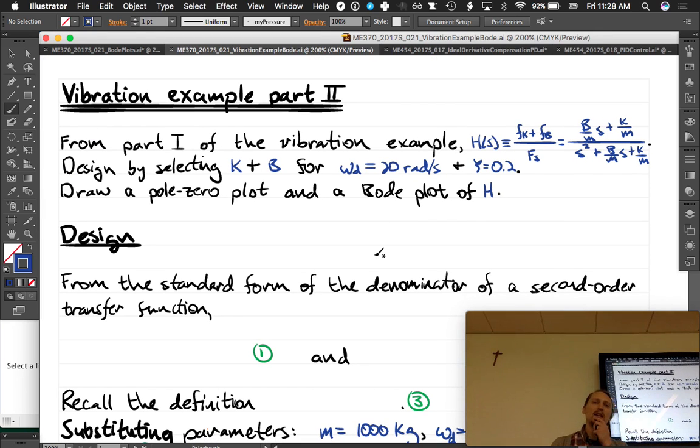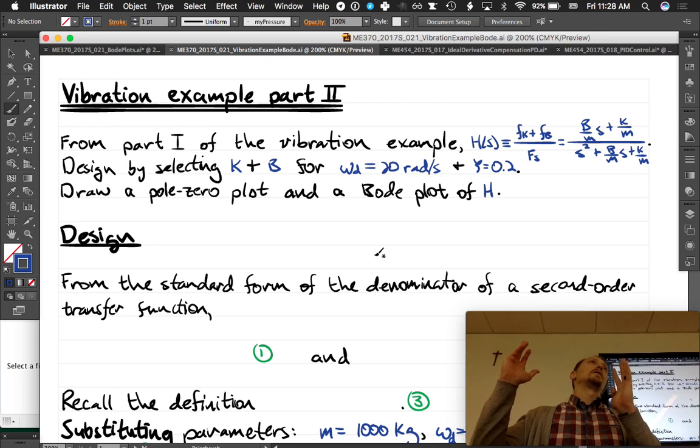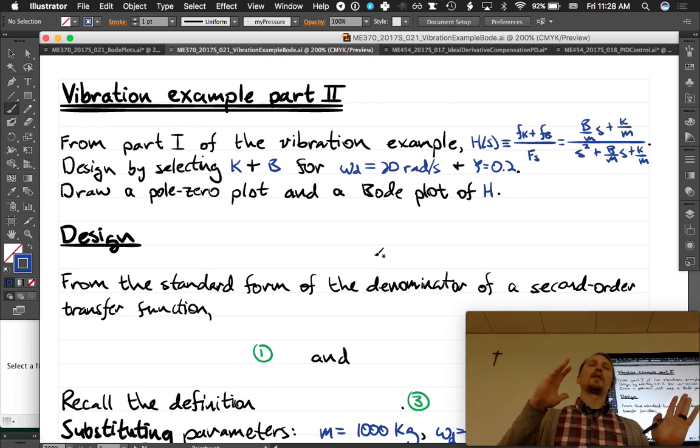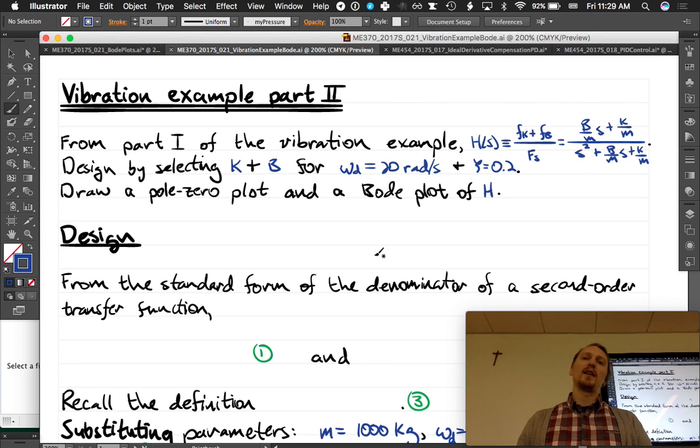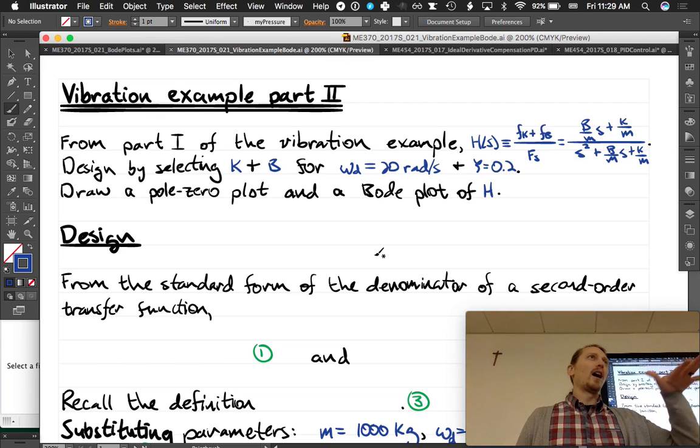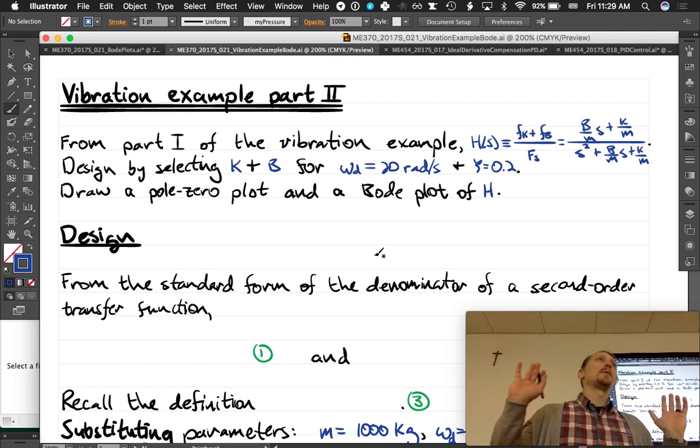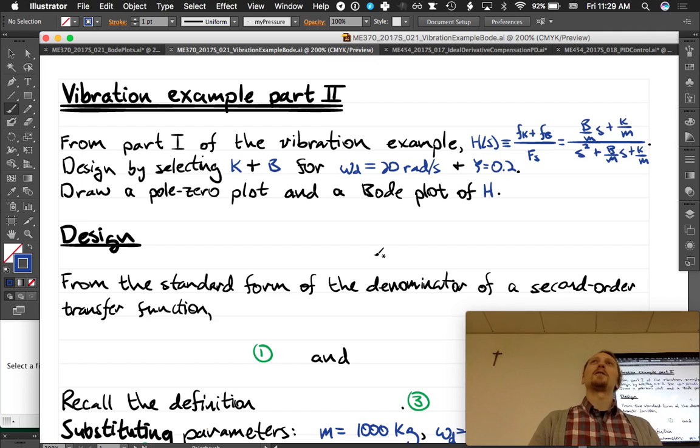So we need to select K and B so that we get that natural frequency, or that damped natural frequency, down to a lowish frequency, like 20 radians per second. And we want a damping ratio of 0.2, which means that it's not super damped, right? It allows it to oscillate a little bit. Those are our 2 requirements. We'll get more in depth later on as far as what our requirements will be for design, when we get to the controls part. So something to look forward to.